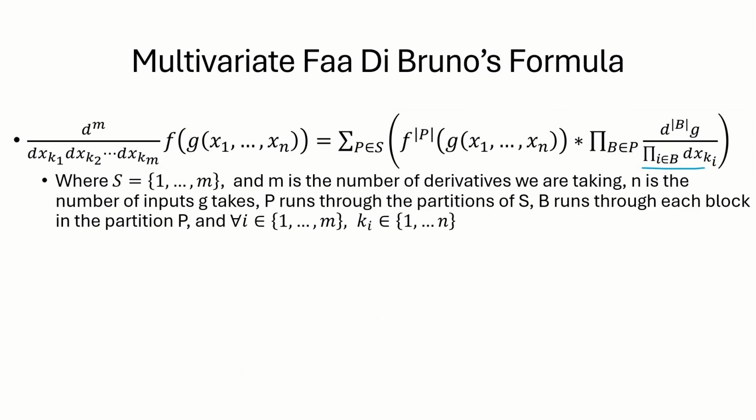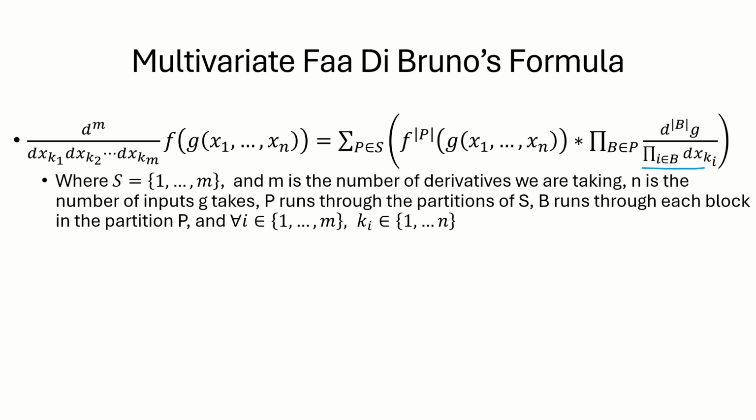It says to sum over the set of partitions P of the set 1 through m, the product of f differentiated as many times as the size of the partition P, composed with our inner function g, and then multiplied by the product over the blocks B in the partition P, the derivative of g that corresponds to block B.